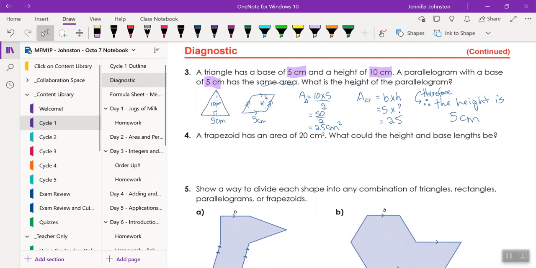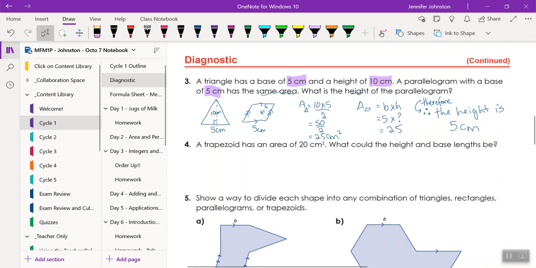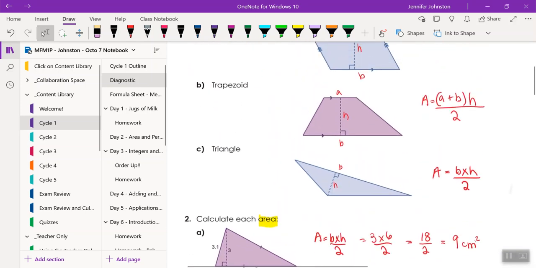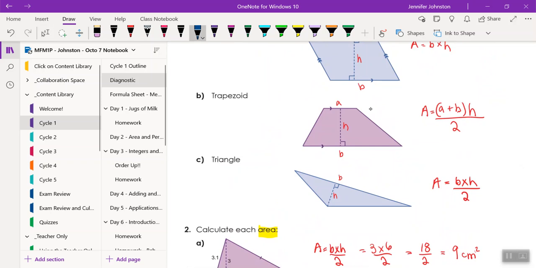All right, a trapezoid is the shape that looks like a triangle but has the top cut off. It has an area of 20 centimeters. What could the height and base lengths be? We're gonna have a whole bunch of different answers here, and that's completely fine, but let's go and check that out. Okay, so let's go draw a trapezoid. What does a trapezoid look like again? All right, so that's it, and this is the formula.